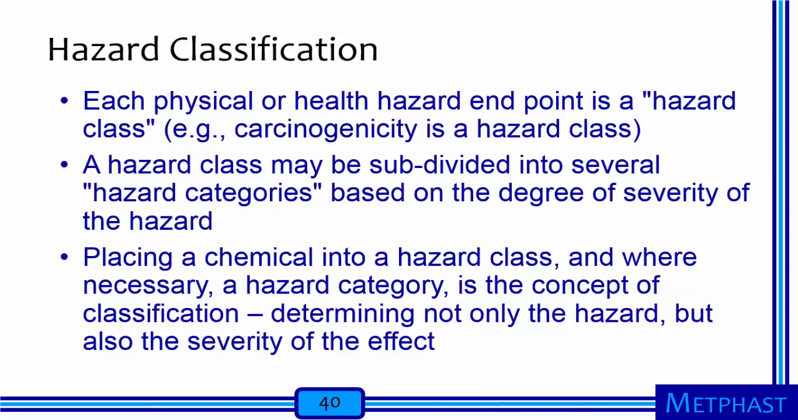Each physical or health hazard is a hazard class. For example, carcinogenicity is a hazard class. A hazard class may be subdivided into several hazard categories based on the degree of severity of the hazard. Placing a chemical into a hazard class and, where necessary, a hazard category is the concept of classification, determining not only the hazard but also the severity of the effect.